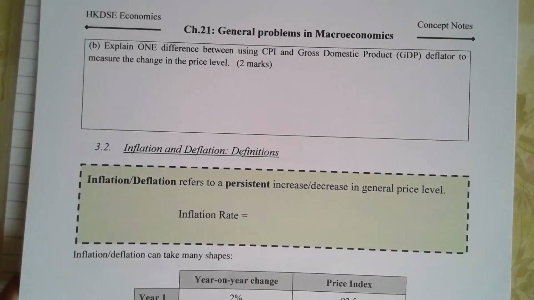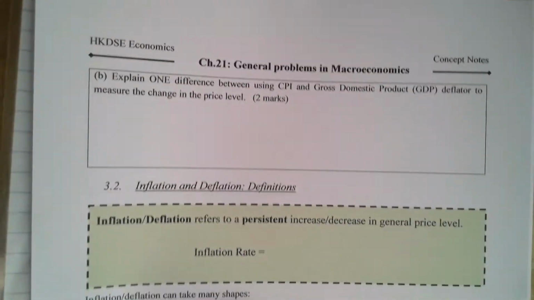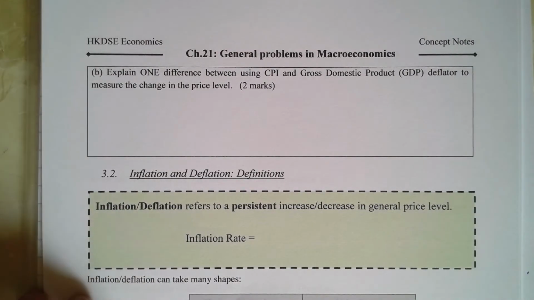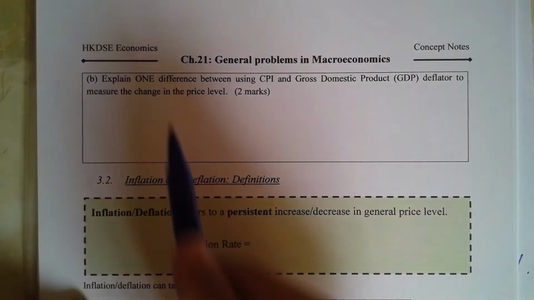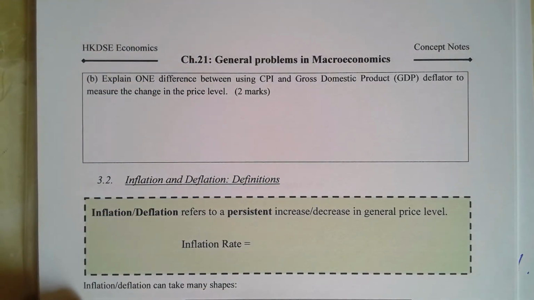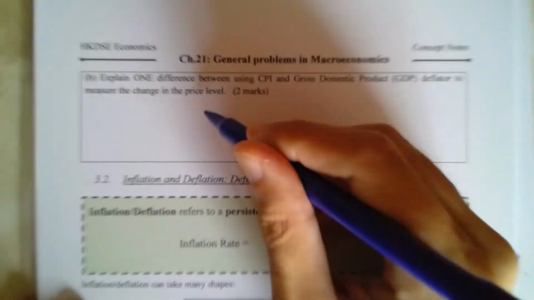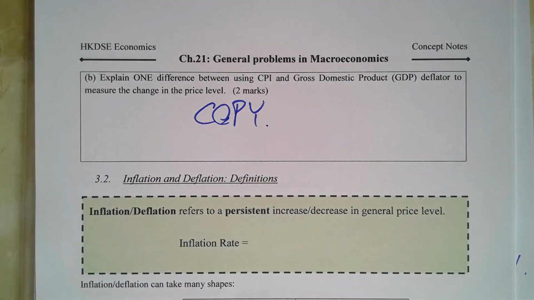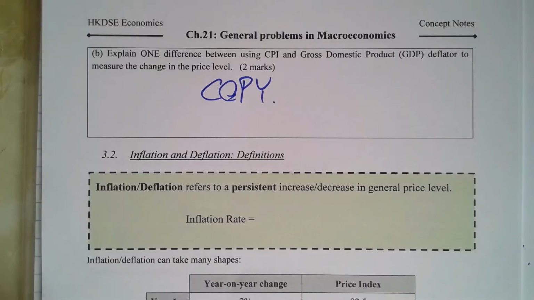嗱，你見啦，啲嘢全部都唔係好難嘅啫。Now next one, 2014 in DSE. 你話啦, do we need to recite the differences between CPI and GDP deflator? Yes, you need to, because it will ask. Explain one difference between CPI and GDP deflator in measuring the change in price level. 自己呢, copy from textbook, okay? 自己抄書啦，好嗎？唔講啦，唔嘥時間.